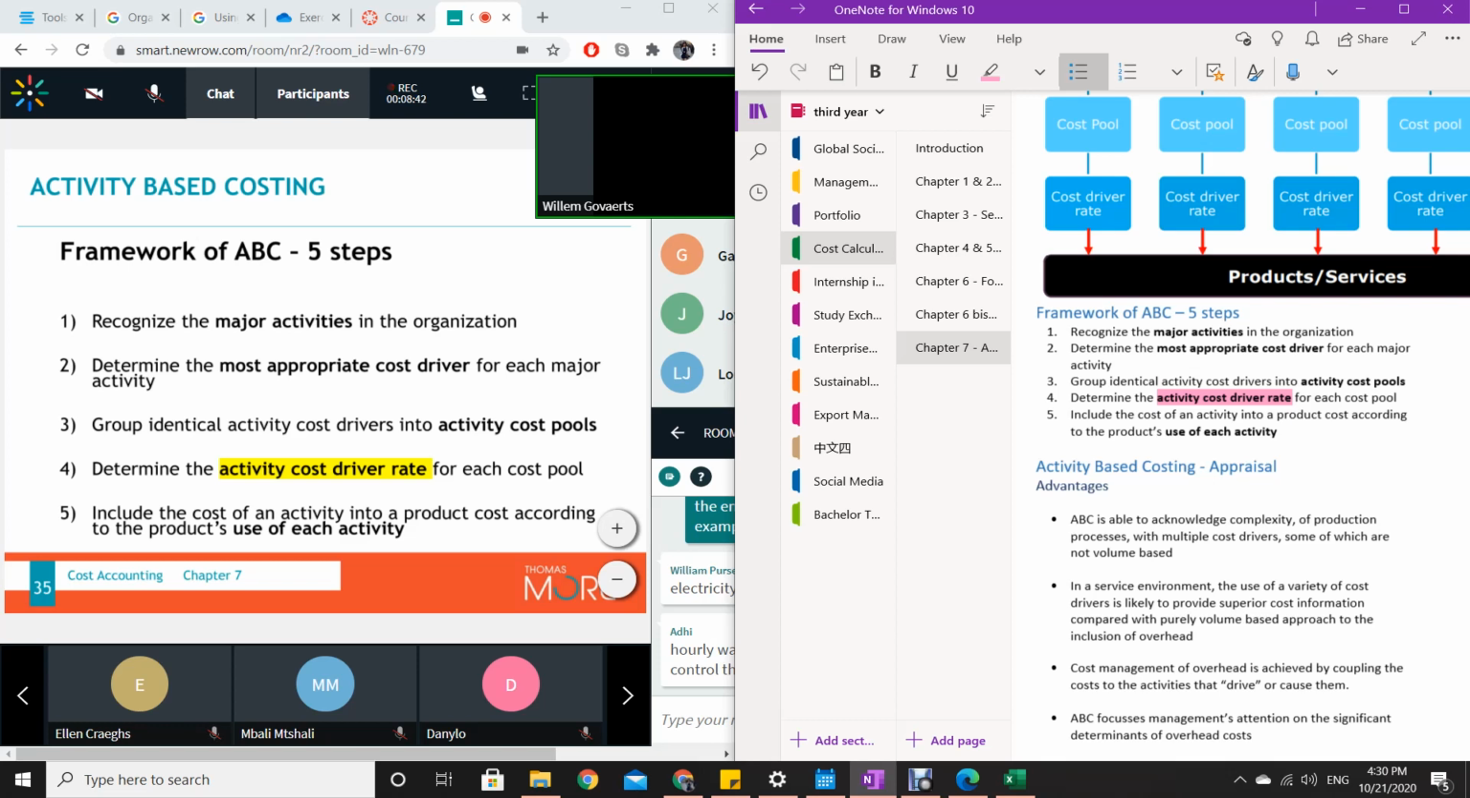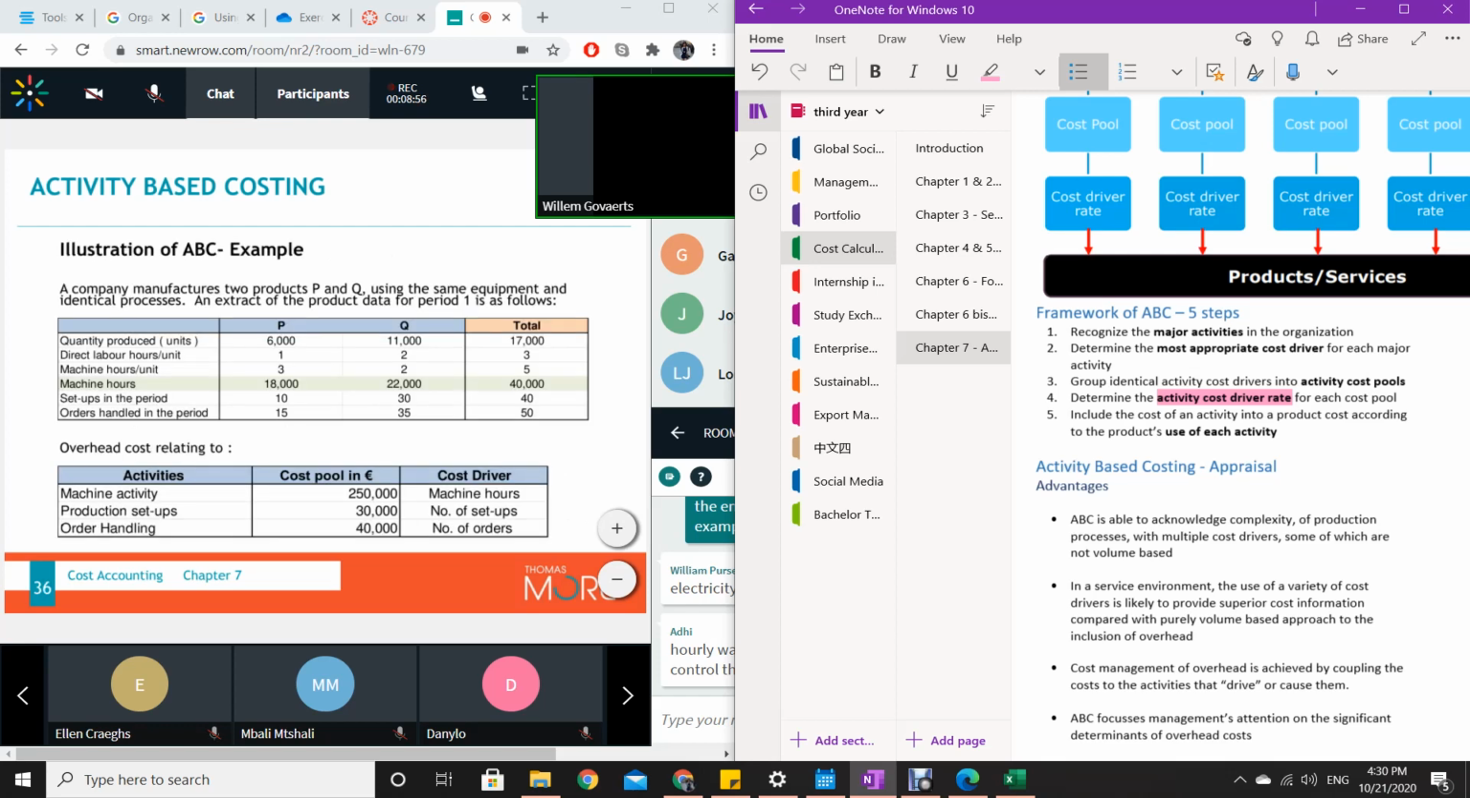So these are the 5 steps. The first 3 are most of the time in the given, then we go to the 4th step and the 5th step. I will go immediately into an exercise to clarify it. So here we have a company that manufactures 2 products, P and Q. Imagine that there are 2 different cars using the same equipment and identical processes.